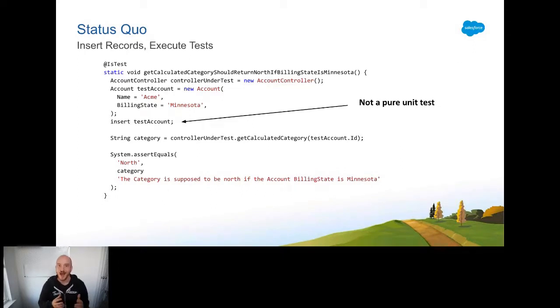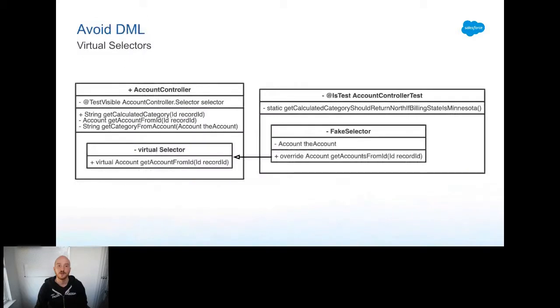But how are we supposed to test this functionality if this get calculated category just accepts a record ID and it needs to perform a query? This is where we can mock the query results. And we're not going to be talking about the out-of-the-box or standard mock or stubbing utilities that Salesforce provides. This is a very easy way to mock your query results.